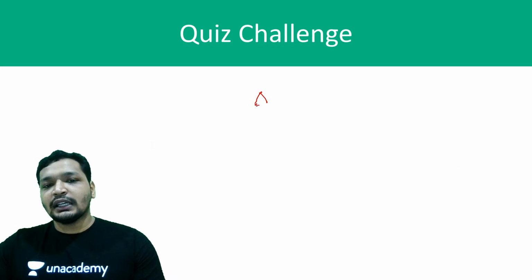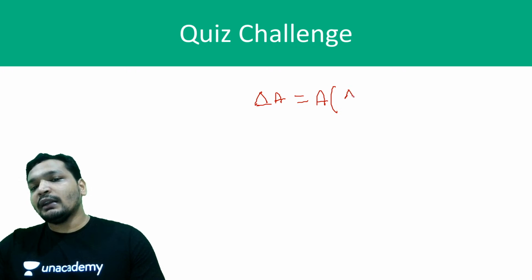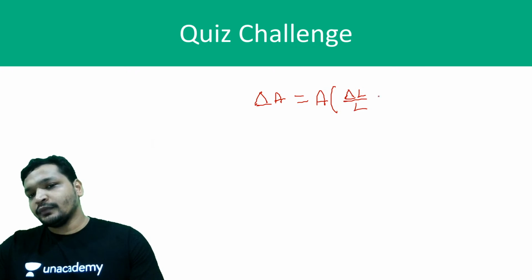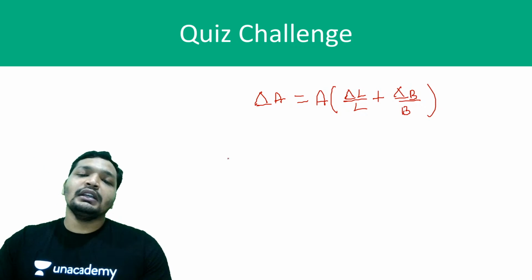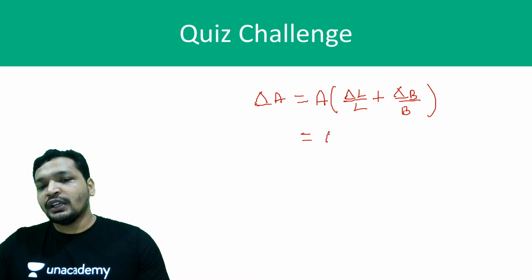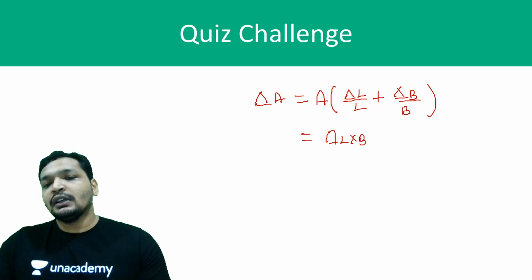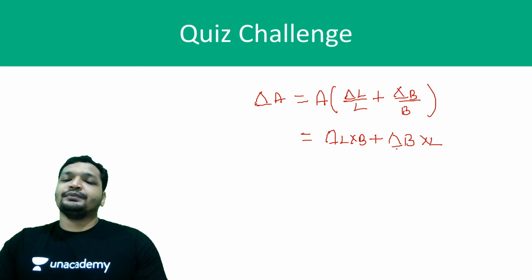Delta A percentage, or delta A by A, is equal to delta L by L plus delta B by B. Okay, this is pretty easy, I guess. I thought it was a little lengthy, but actually this is easy. So length into breadth: here you will do delta L into B, and here you will do delta B into L.